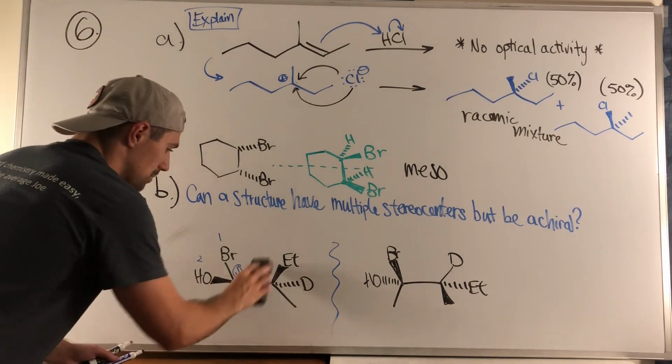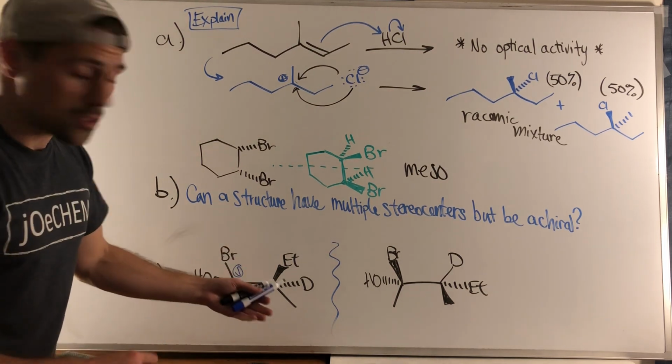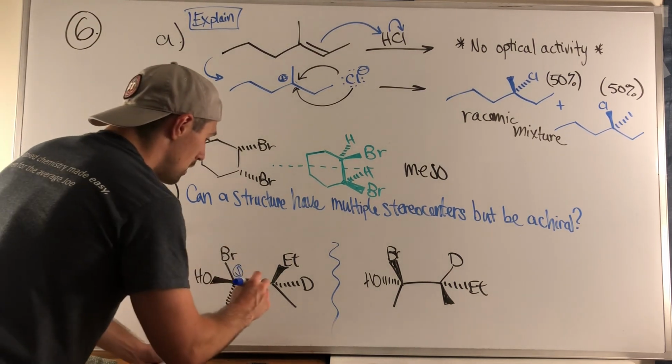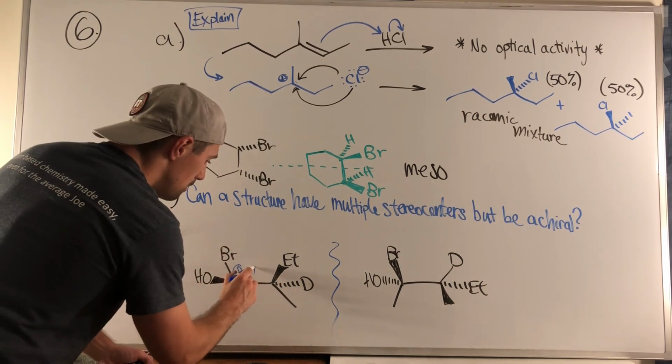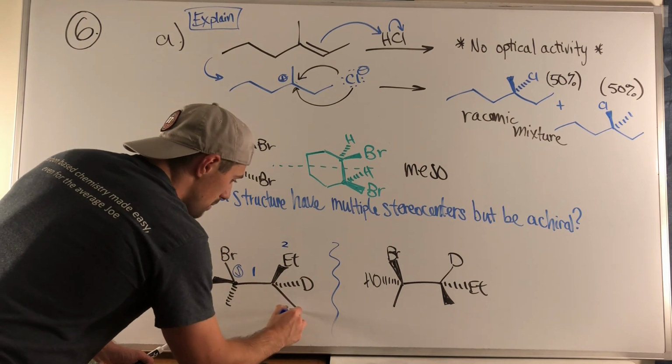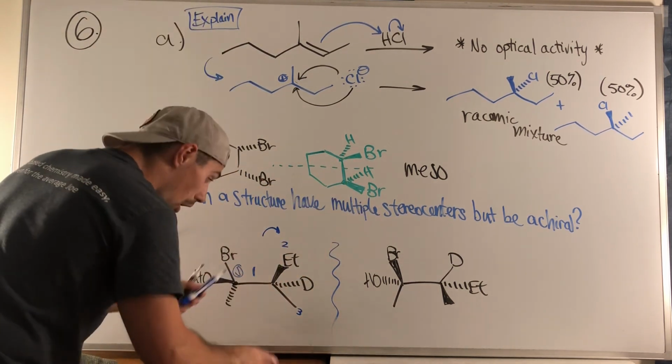Over here, I'm going to erase my little priorities. Deuterium is the lowest priority group, so we've got a nice situation here. So this part over here is priority number 1. Ethyl is 2. Methyl is 3. So we look R, and we actually are R.